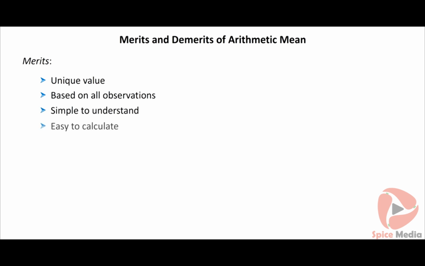Here is an example to find the arithmetic mean using the step deviation method. The marks of 40 students in a class test are given. Find its average. Click on the solution button to view the solution.